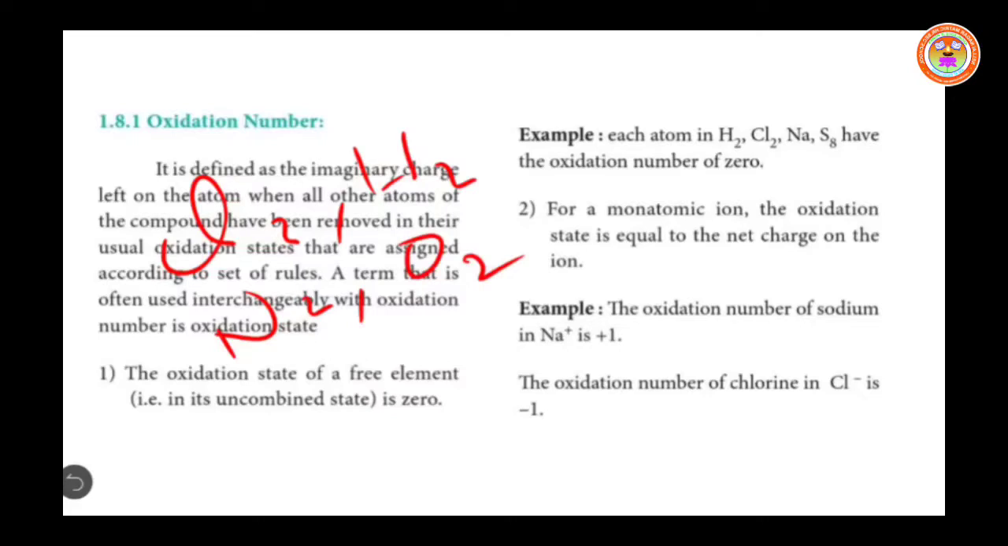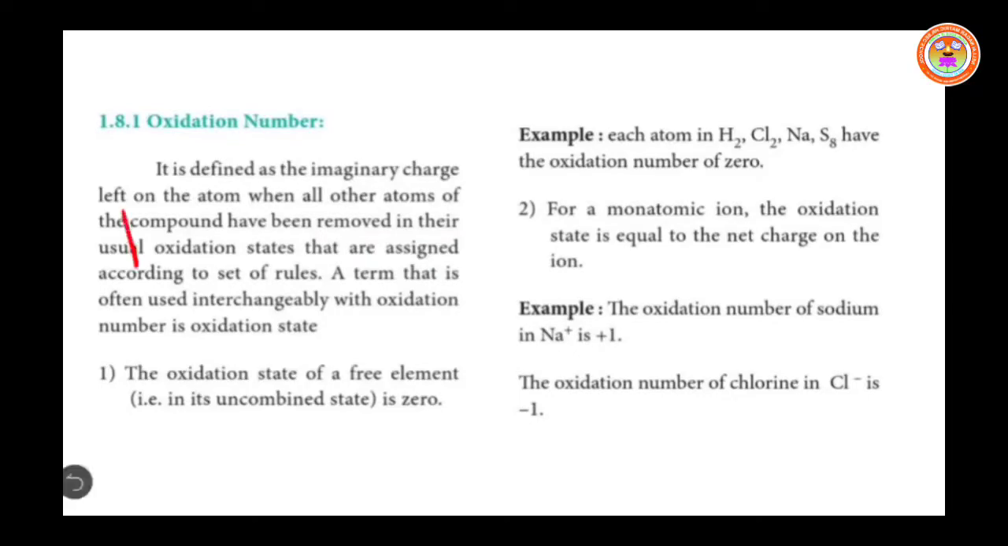Understand, children? Then next, rule number 2: for a monoatomic ion, the oxidation state is equal to the net charge on the ion. The ion may be a positive ion or a negative ion. Monoatomic ion means the presence of one atom only, an ion containing only one atom.